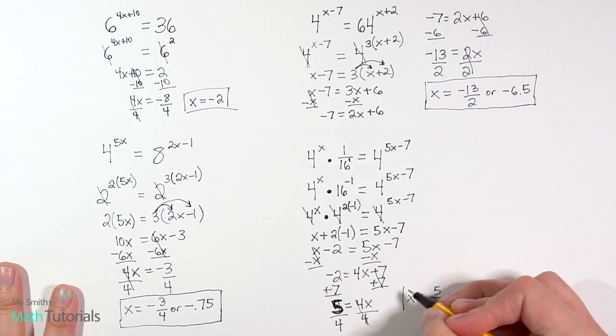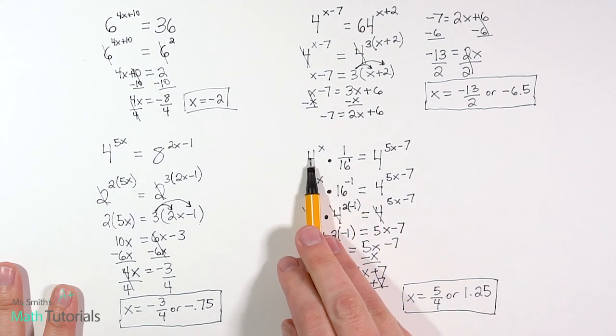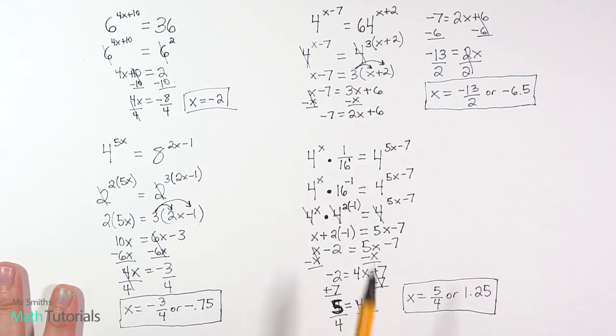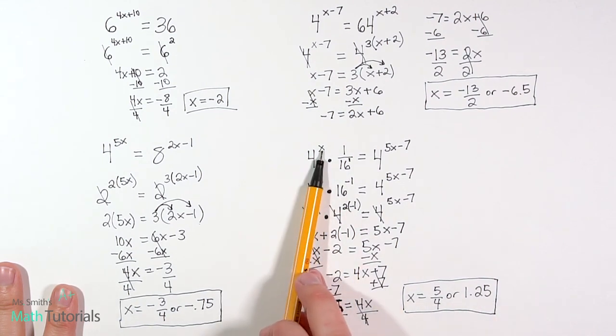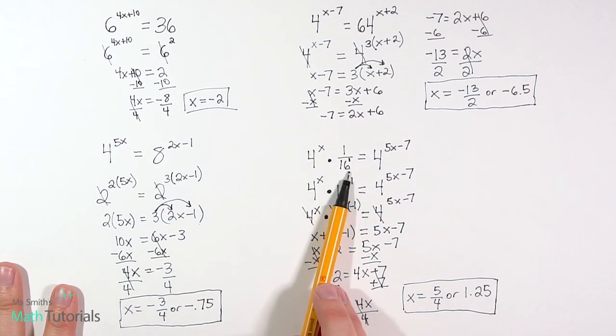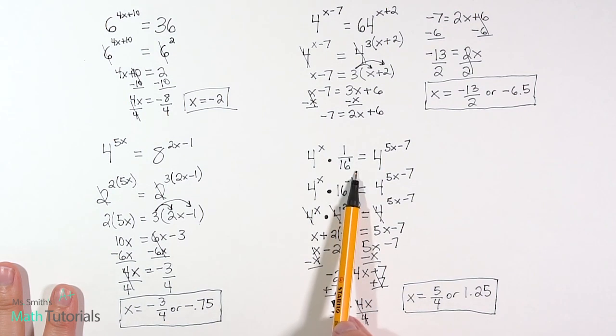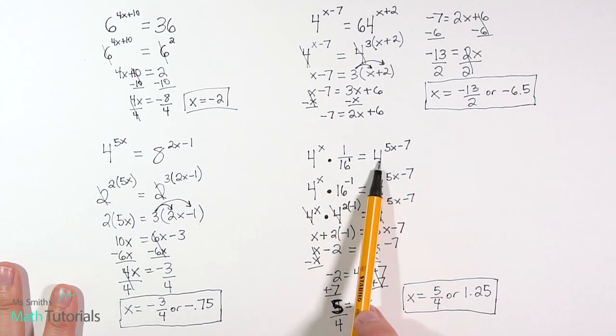Alright, so if you were to take that and plug it back into your original equation, when you're doing your check, all you're plugging in is 1.25 for x. So this would read 4 to the 1.25 power times 1/16. You can leave that as it was given to you. And once you type that in your calculator and get an answer, you should get an equivalent answer, the same answer, when you do this side.